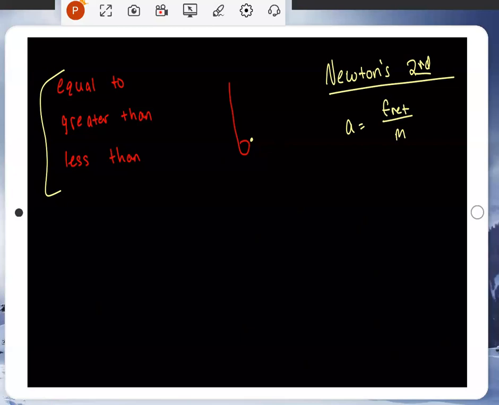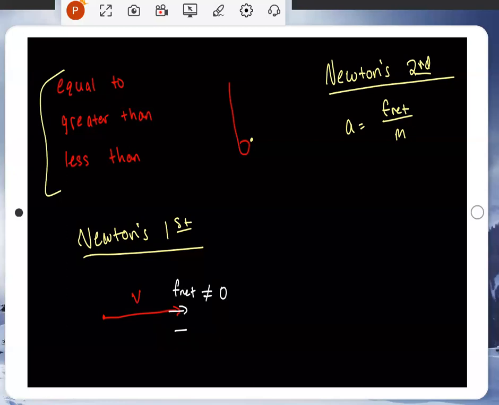And then I guess the one we didn't really talk about was Newton's first law. It's kind of a special case of Newton's second law. If I have something going along with some velocity v, for it to slow down or speed up, I better have some net force acting on it that is non-zero. It's not equal to zero.